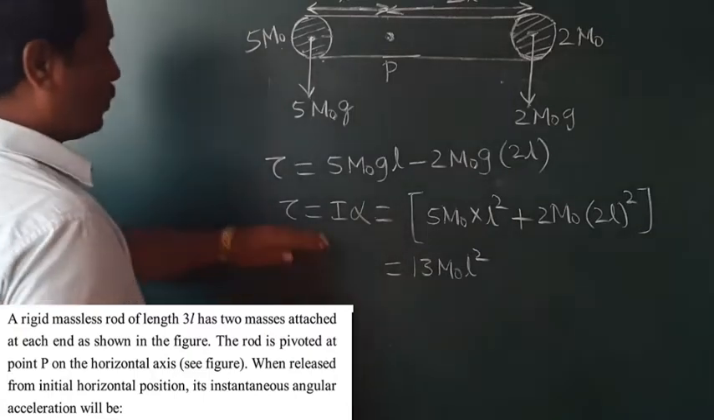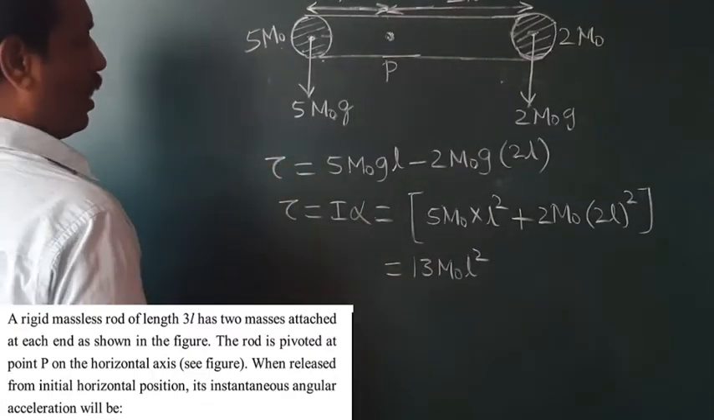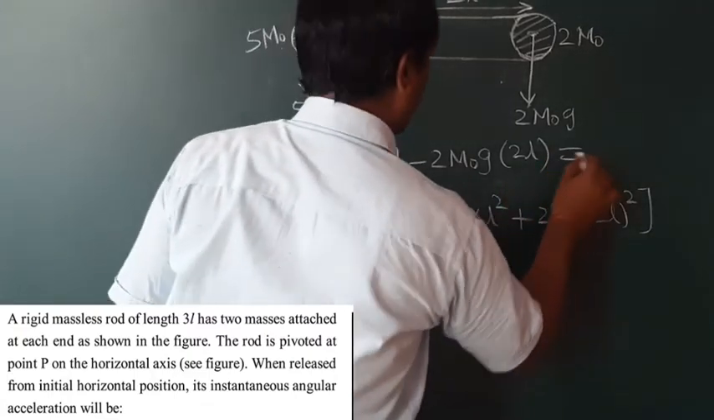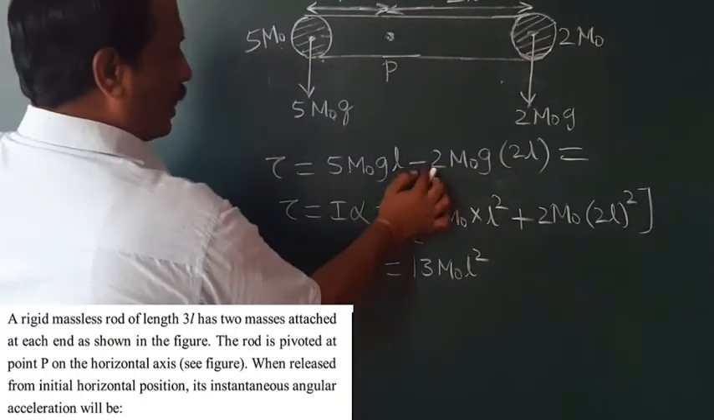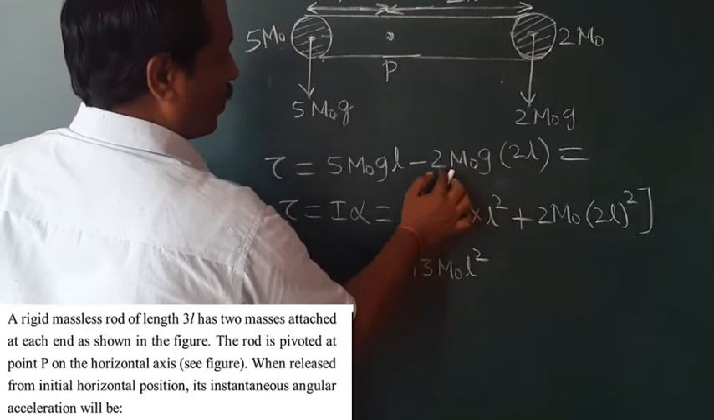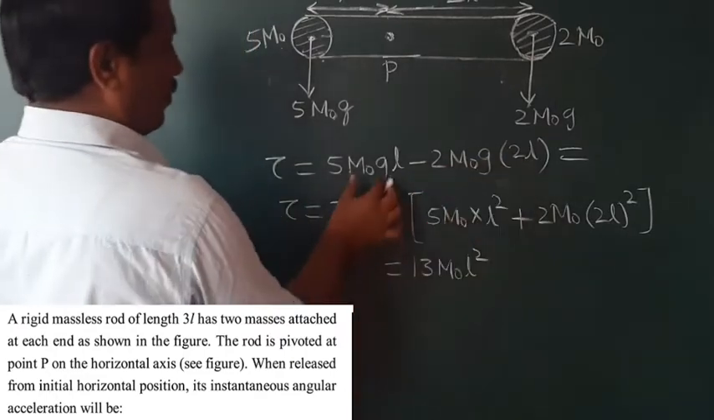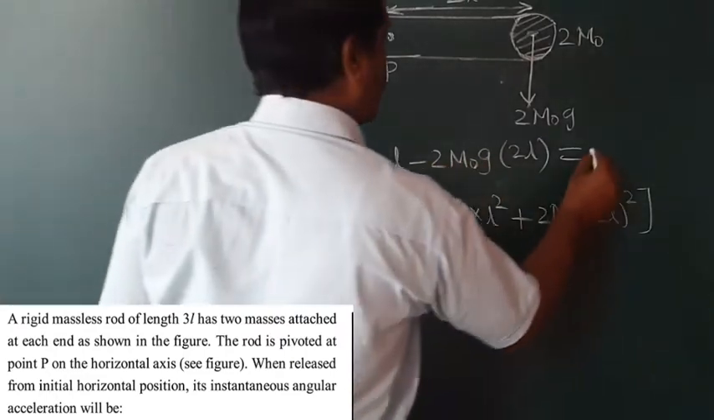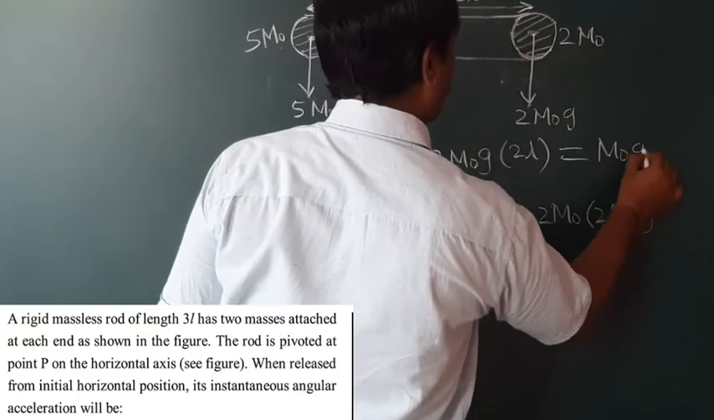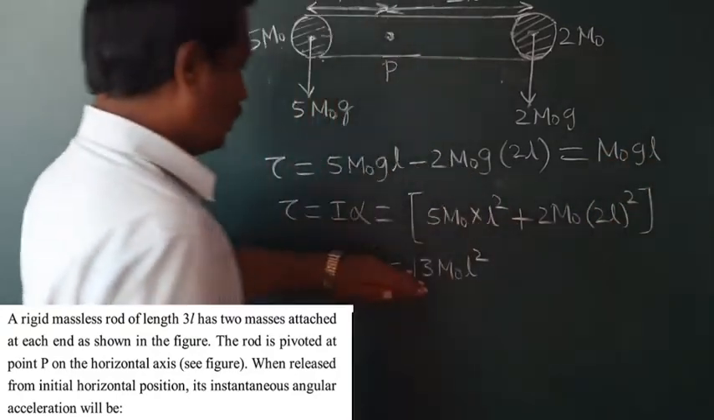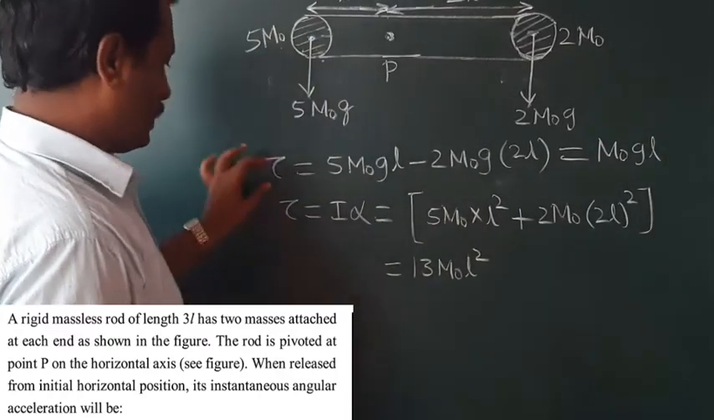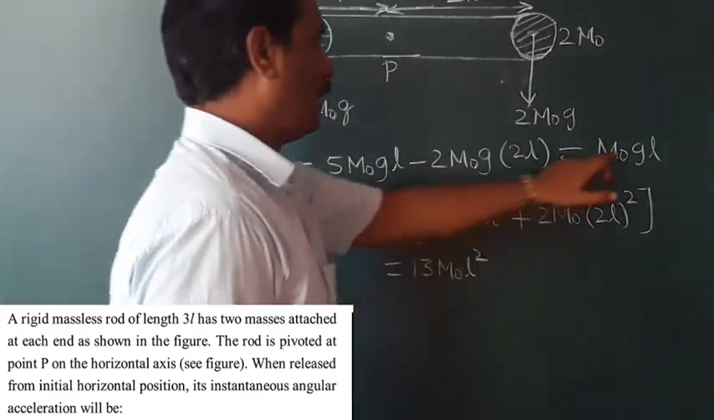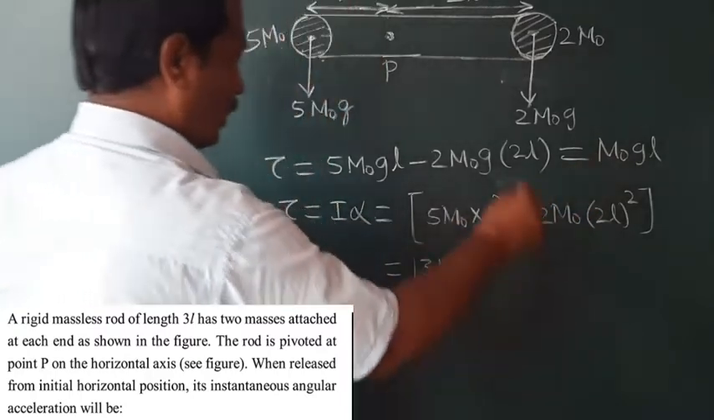So now these two torques can be compared. Here we will simplify this also. 5 m0 gL, here 2 into 2 is 4, 4 m0 gL. 5 m0 gL minus 4 m0 gL is 1 m0 gL. Now from these two equations, this is also tau. This is also tau. Means left hand side are same, means right hand side must also be equal.